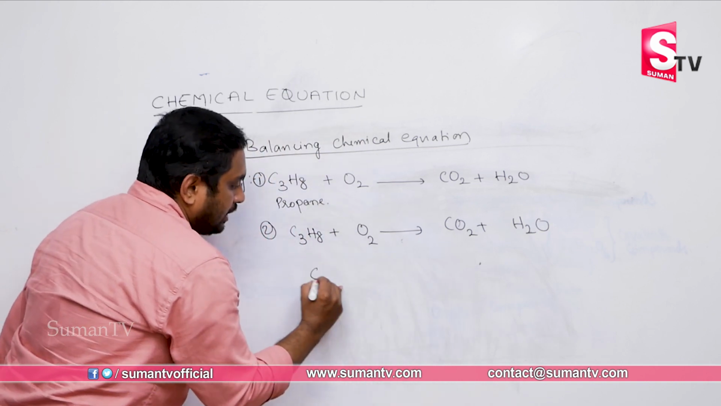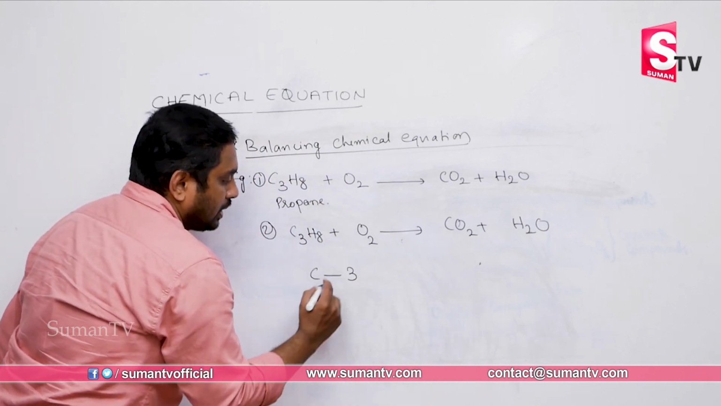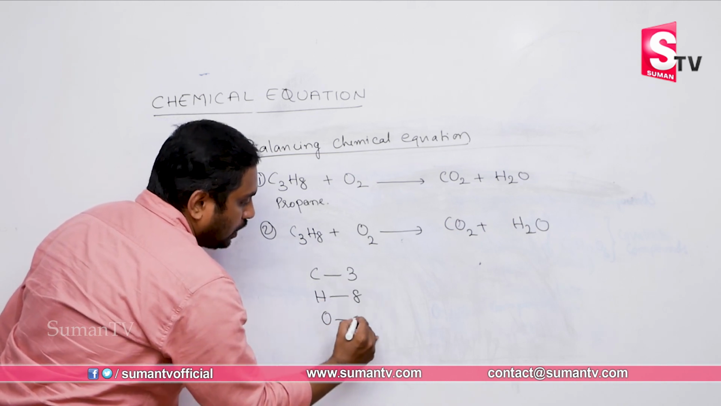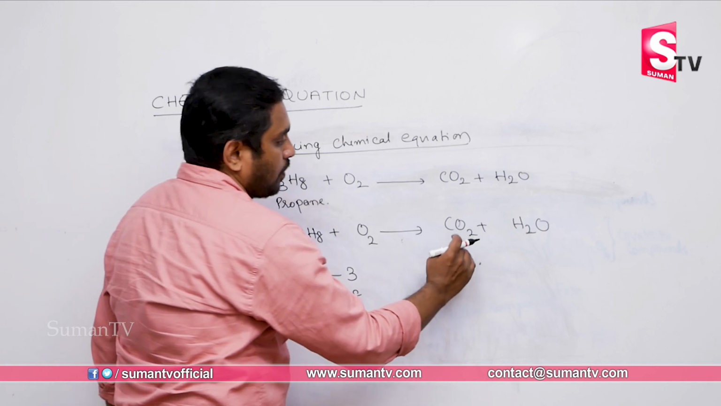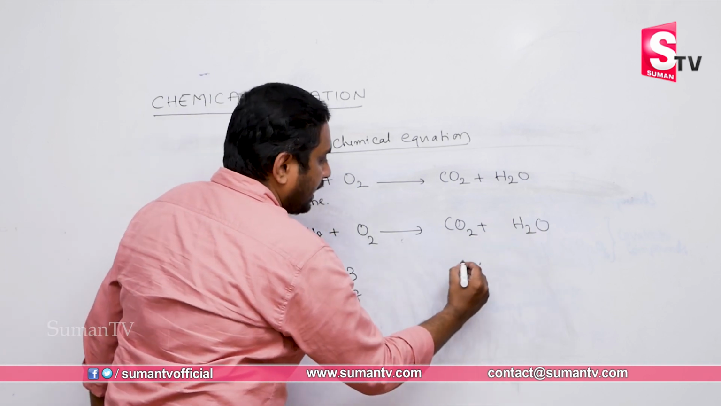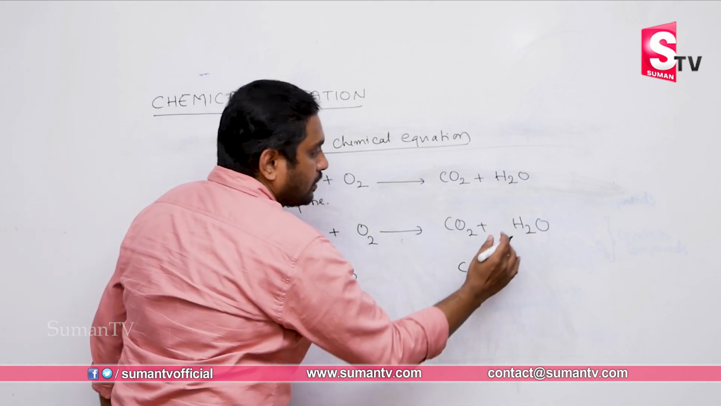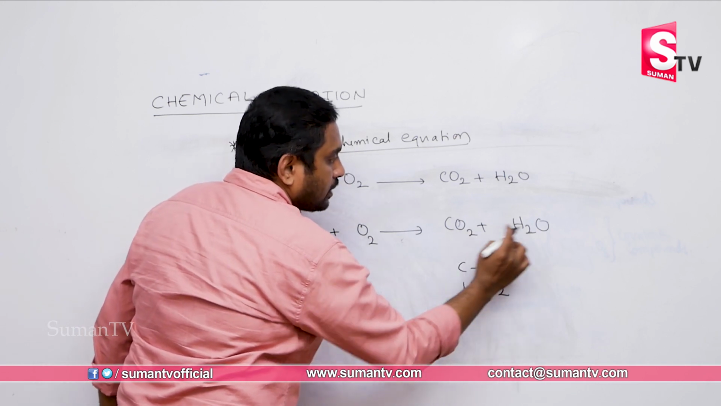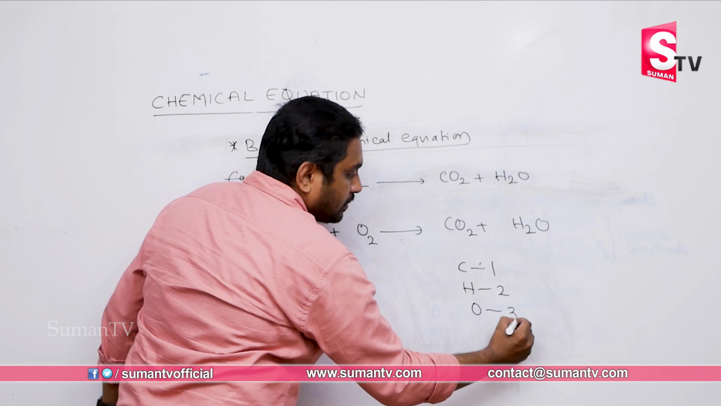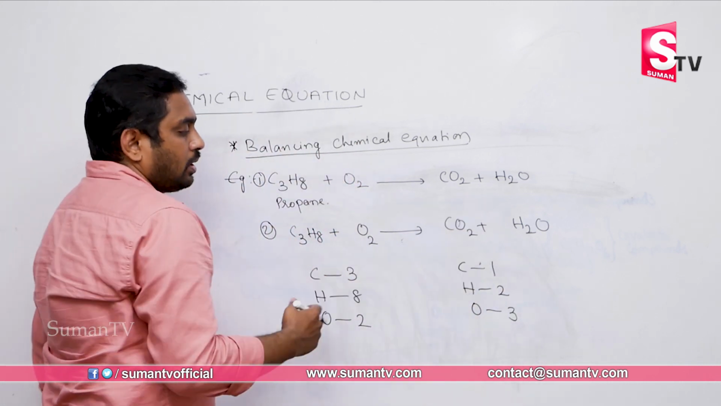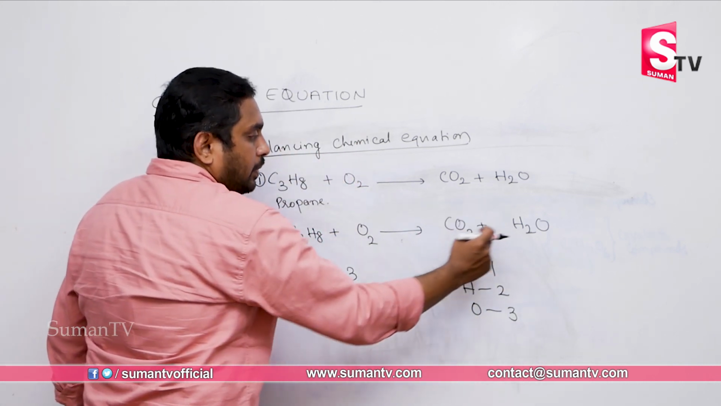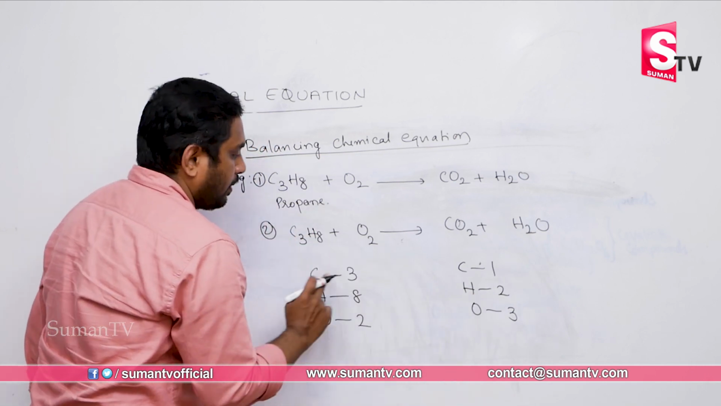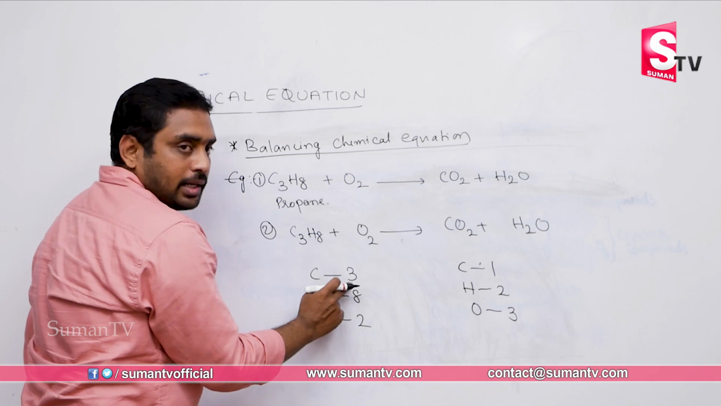Left hand side it contains 3 carbon atoms, 8 hydrogen atoms, 2 oxygen atoms. Right hand side it contains 1 carbon atom, 2 hydrogen atoms, 3 oxygen atoms. Both left hand side and right hand side the number of atoms are not the same. First balance the carbon atom.